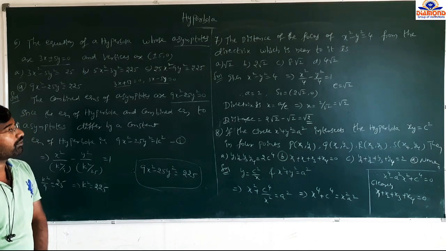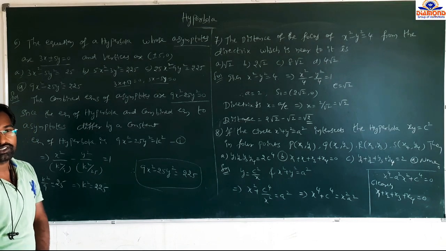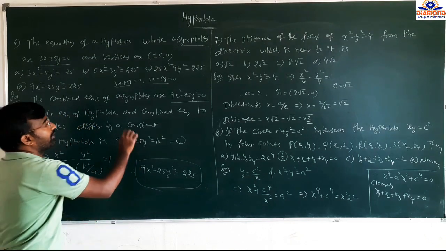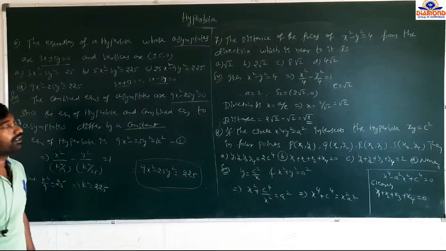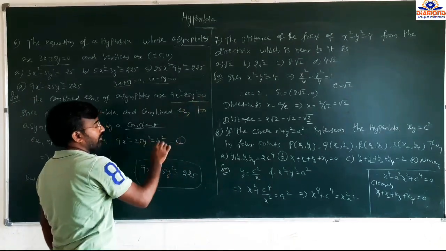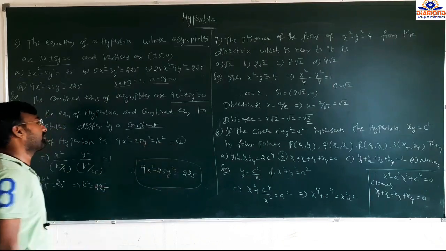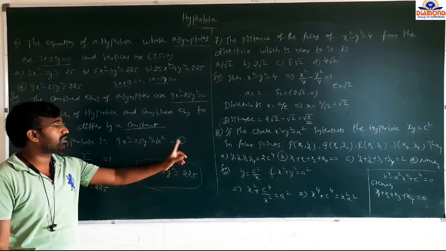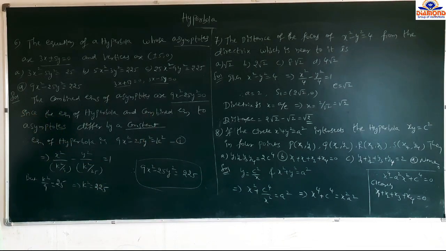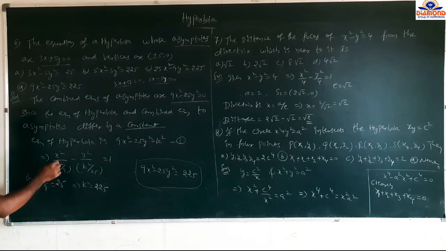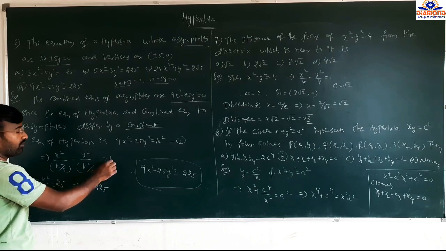How to get the hyperbola? The equations of the hyperbola and asymptotes differ by a constant only. That's why in the place of 0 take k square. So 9x square minus 25y square equal to k square. You can take k, otherwise k square, no problem. This is the required hyperbola equation. You find out this k value. How to find out? Convert to standard form: x square by k square by 9 minus y square by k square by 25 equal to 1.